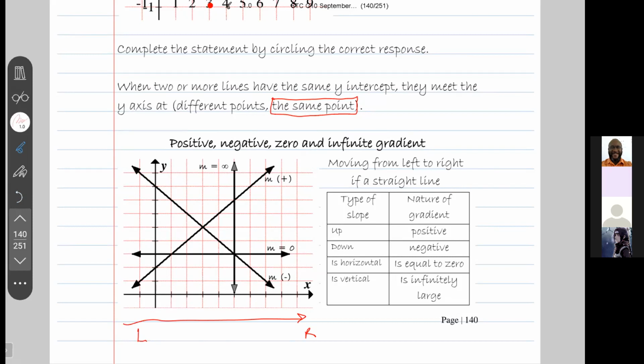Gradient, guys, moving from left to right, if the line slopes up, its gradient is positive. If the line slopes down, its gradient is negative. Guys, if a line is horizontal, its gradient is 0. If a line is vertical, its gradient is infinitely large.